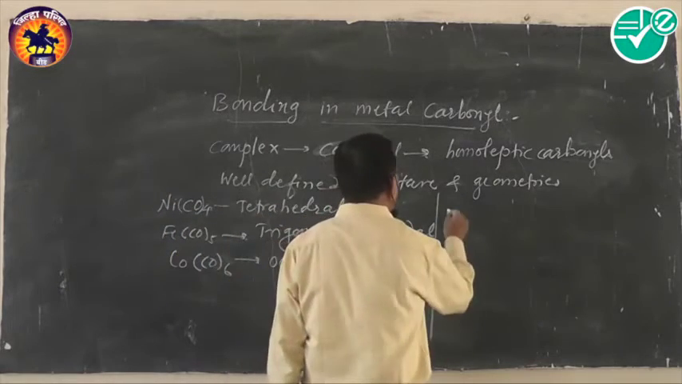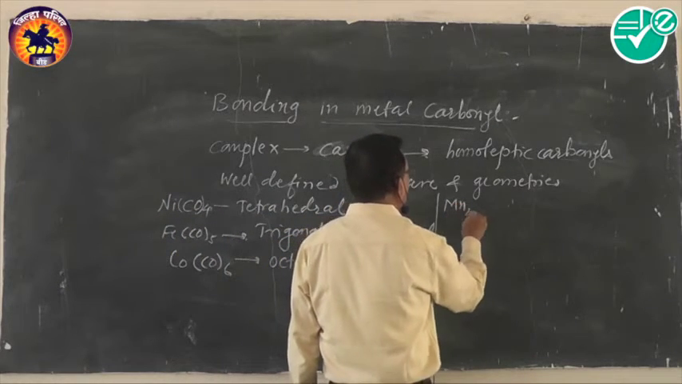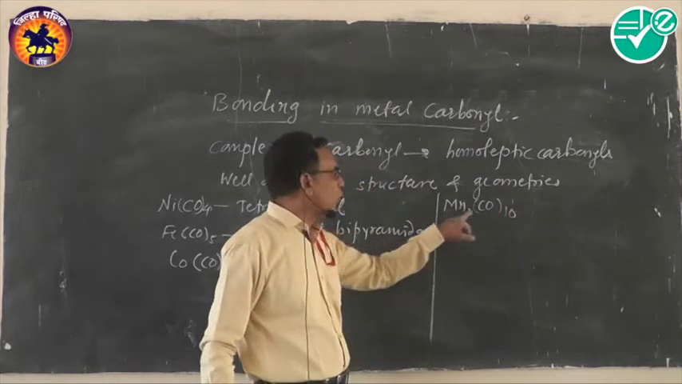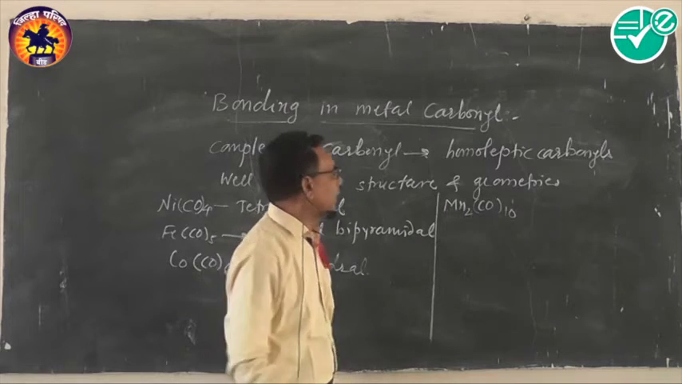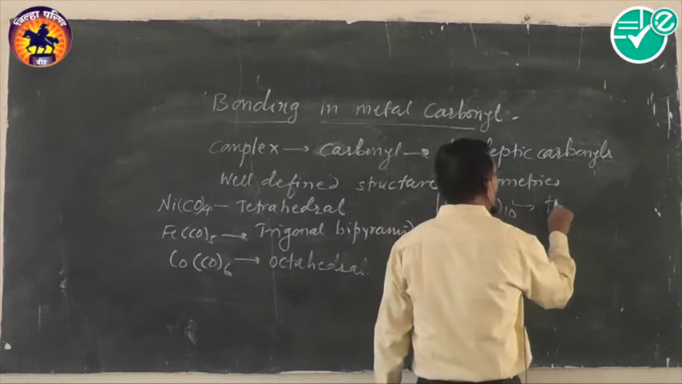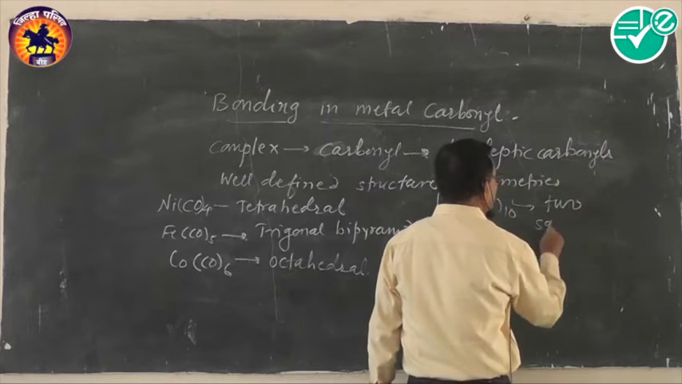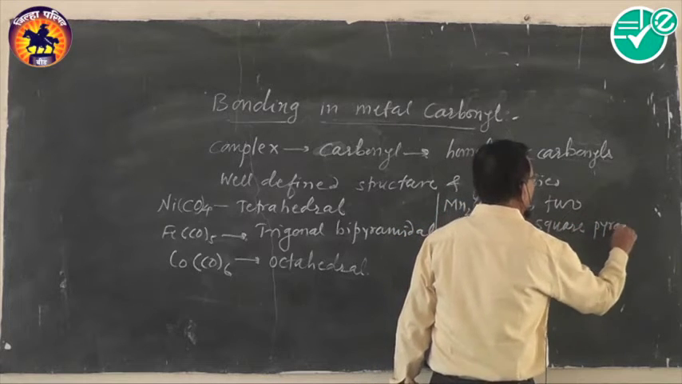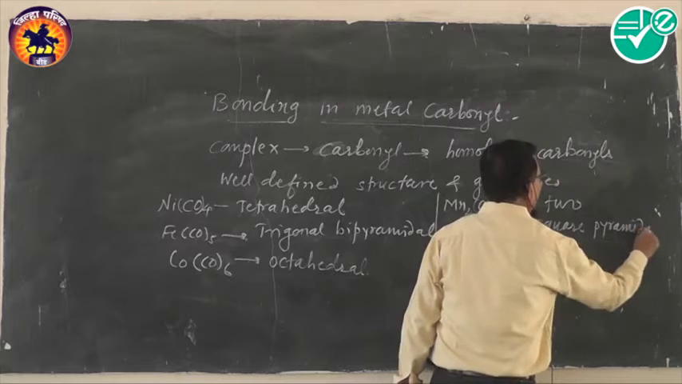Then Mn2(CO)10, this is decacarbonyl dimanganese. It contains 2 square pyramidal units which are linked to each other.